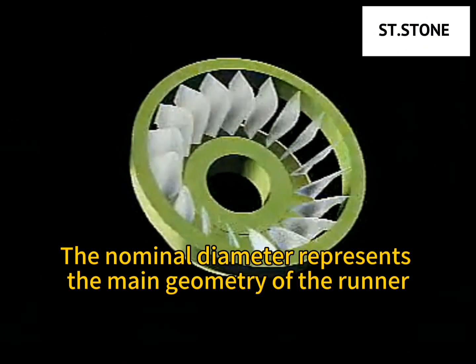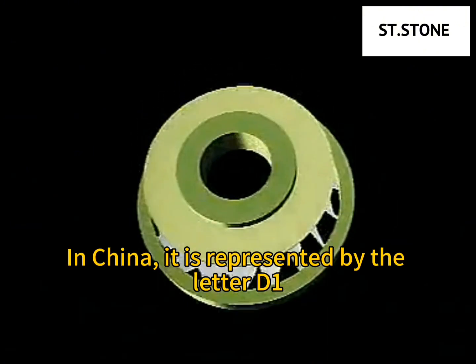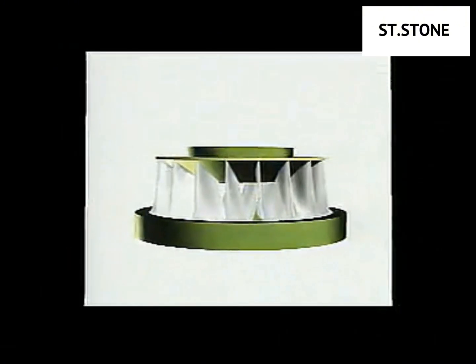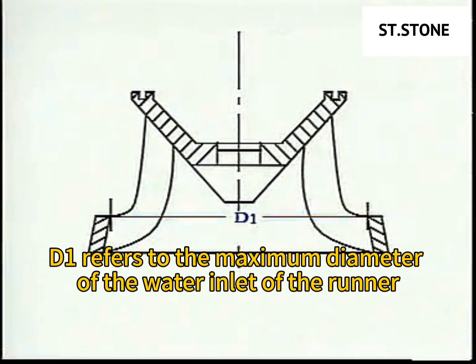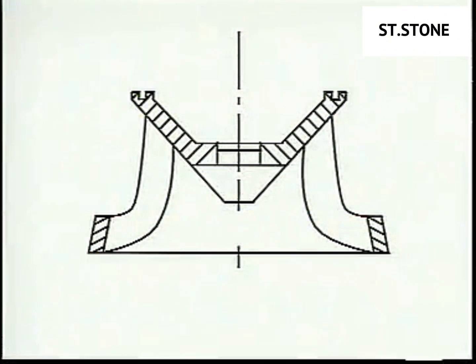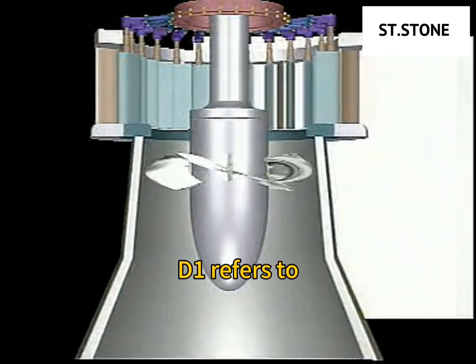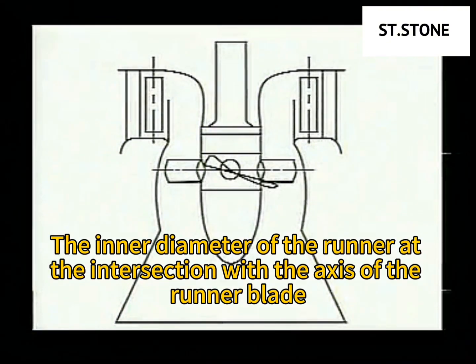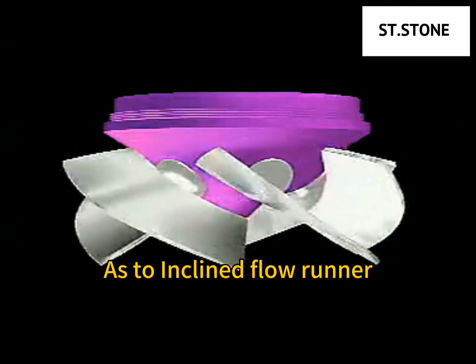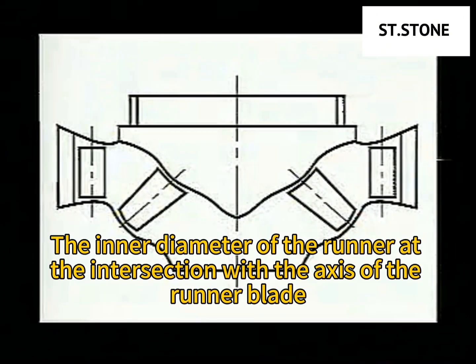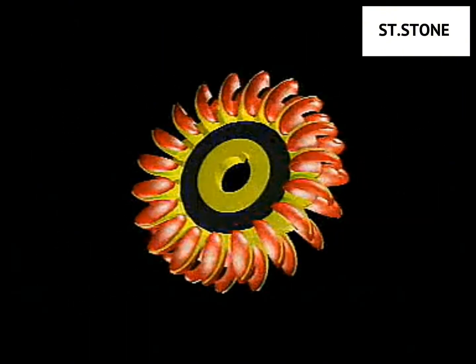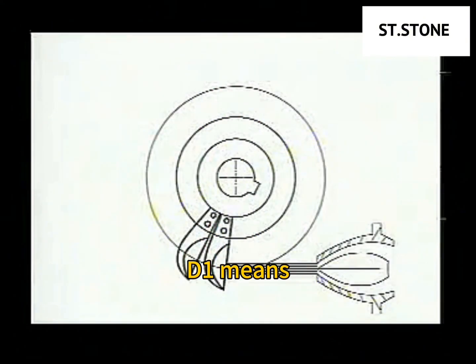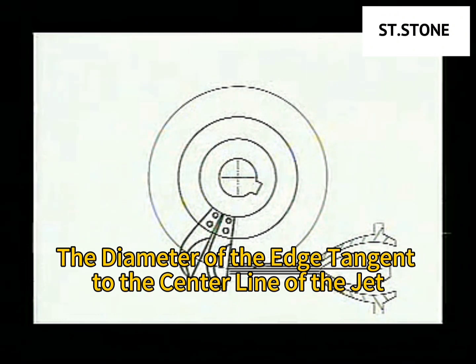The nominal diameter represents the main geometry of the runner. In China, it is represented by the letter D1. As to mixed flow runner, D1 refers to the maximum diameter of the water inlet of the runner. As to axial runner, D1 refers to the inner diameter of the runner at the intersection with the axis of the runner blade. As to inclined flow runner, D1 means the inner diameter of the runner at the intersection with the axis of the runner blade. As to bucket wheels, D1 means the diameter of the edge tangent to the center line of the jet.